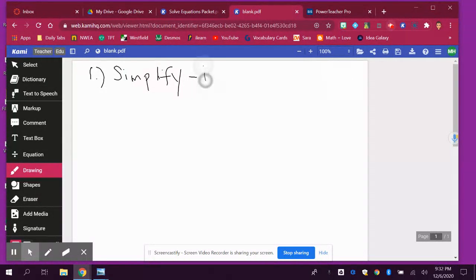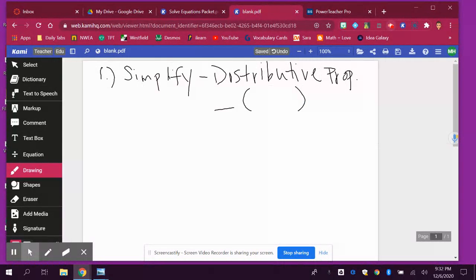And simplifying means that you want to look for the distributive property. You know you have the distributive property if you have parentheses and a number outside. You're going to have to distribute that number outside to the numbers that are inside. You also want to look for like terms, because if you have like terms, you need to combine those before moving any variables from one side to the next.